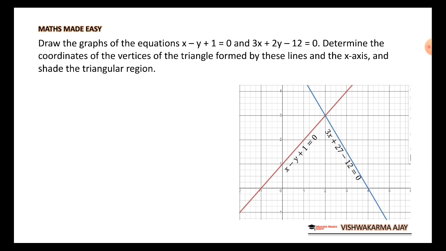Okay, now you need to find the intersection point, and I see that my lines are intersecting here at 2, 3. Other coordinate is 4, 0, minus 1, 0. So this is the required triangle that I was supposed to shade.